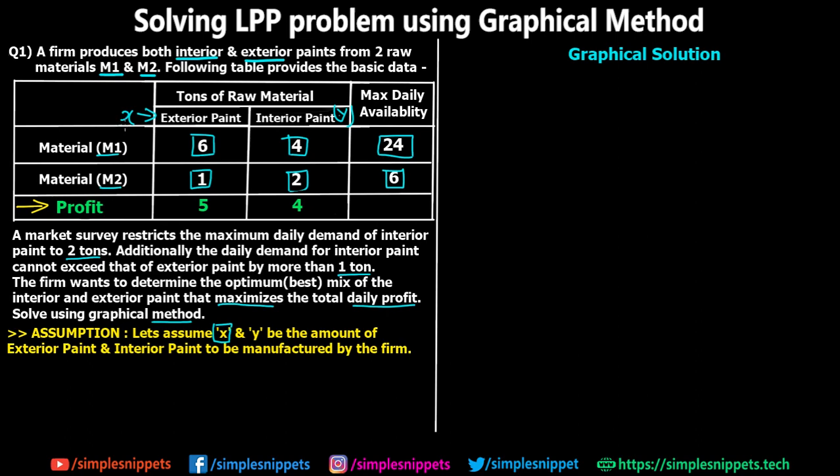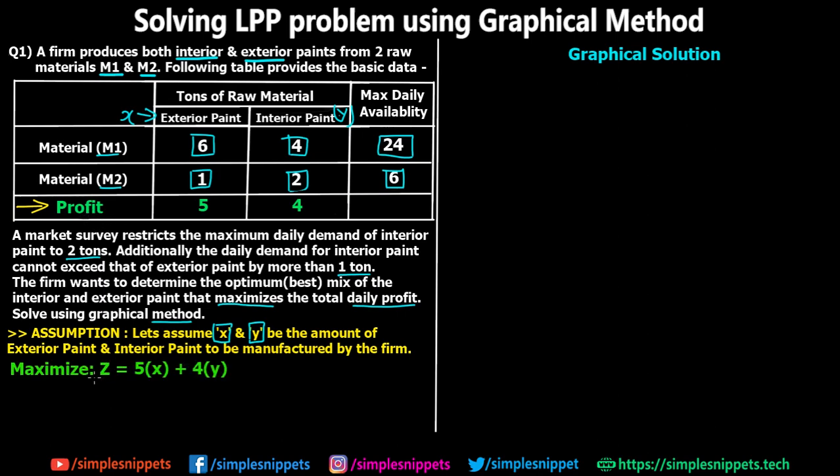Okay, so this is X and this is Y. So make sure you remember this X and Y, that is X is for exterior paint quantity and Y is for interior paint quantity, because we need to use them when we move ahead in this problem. Now after making this assumption, now we can calculate the profit, and the profit is given as follows.